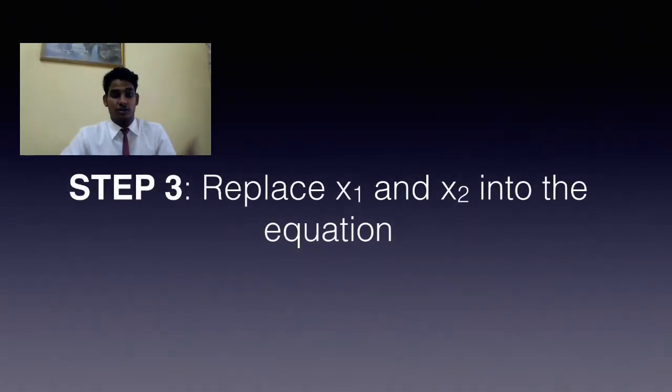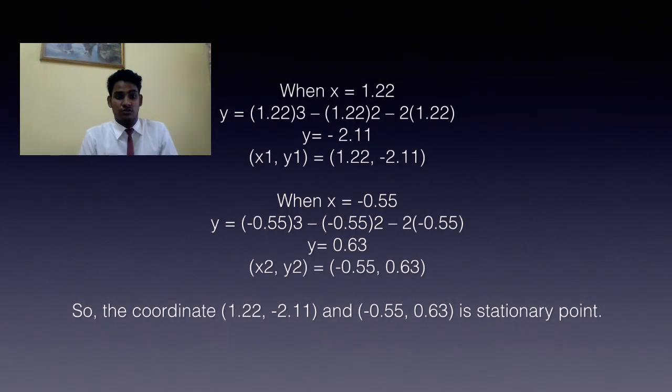Okay guys, we are going to step 3, which is to replace x1 and x2 in y, which means you should substitute the x value in the y equation. As you can see in the calculation, when x equals 1.22, y will be 1.22 power of 3 minus 1.22 power of 2 minus 2 bracket 1.22. Don't forget to put the brackets while using the calculator to get the right answer, and the answer will be y equals negative 2.11.